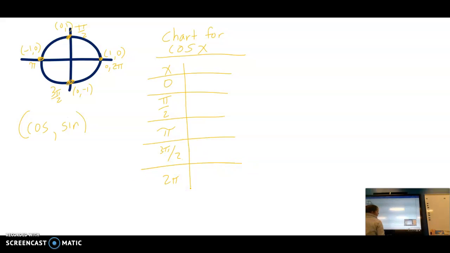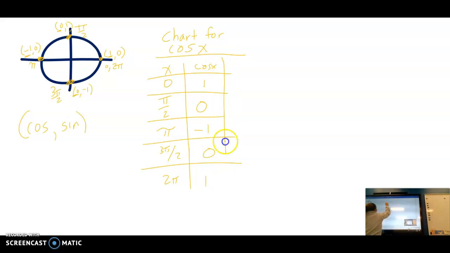And so if I were to go around the circle, this is my cosine value, 1. My next value for cosine is 0. Next value is negative 1. Next value is 0. Next value is 1.